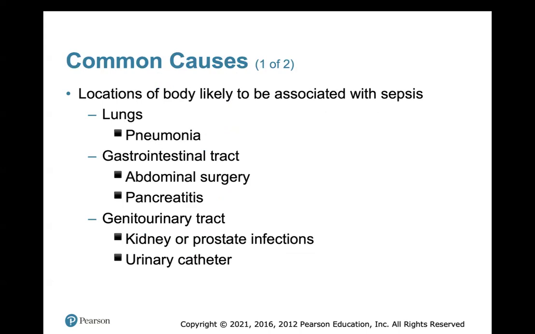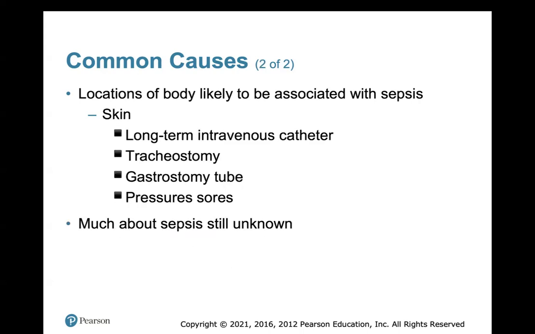Locations of the body that are likely to be associated with sepsis: you have your lungs, so pneumonia can cause sepsis. Abdominal surgery and pancreatitis can lead to sepsis if not tended to appropriately. Kidney and prostate infections, and urinary catheters that have become infected, can lead to sepsis if not treated appropriately. Skin disorders and skin diseases can also lead to sepsis. Sepsis is still kind of a big unknown in the medical world, what the root cause of it is, what causes it to get to a systemic point versus a localized infection. There's a lot of research still going on trying to better understand this.